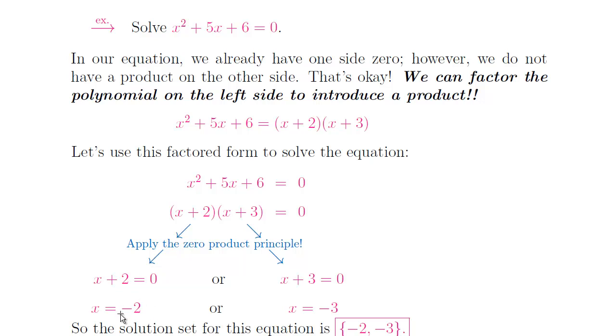Let's check. If we take negative 2 and substitute it into our equation right here, we'd have negative 2 plus 2. And so this factor right here is 0, and 0 times anything is 0. Likewise, if we took negative 3 and substituted it back into this quantity, negative 3 plus 3 is also 0, so 0 times anything would give us 0 again. That means the solution set for this equation is simply the set of numbers negative 2 and negative 3.